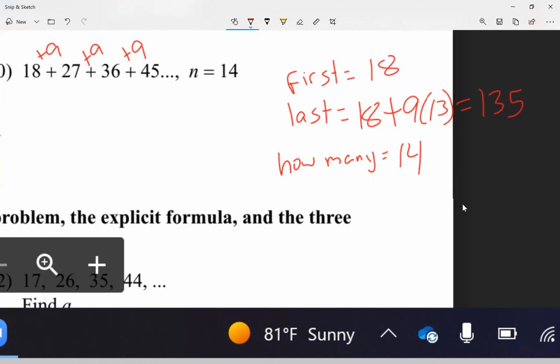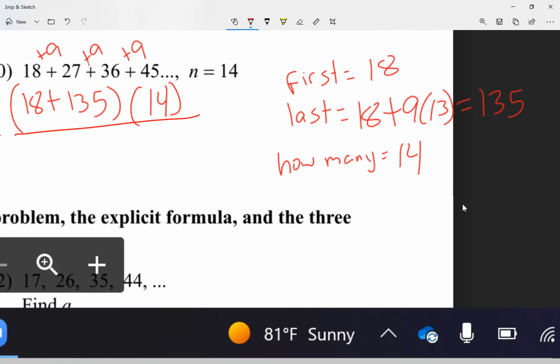In order for me to evaluate this sequence, I'm going to add the first number and the last number: 18 plus 135. I'm going to multiply this by how many numbers I'm adding, in this case 14. And my result, I'm going to divide by 2. 153 times 14 divided by 2 gives me 1,071.